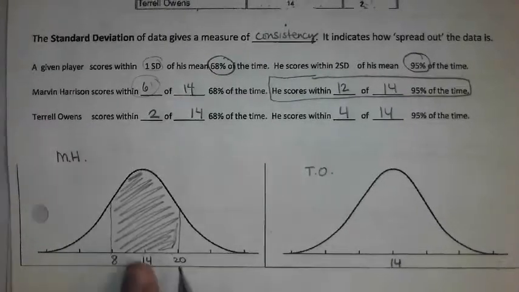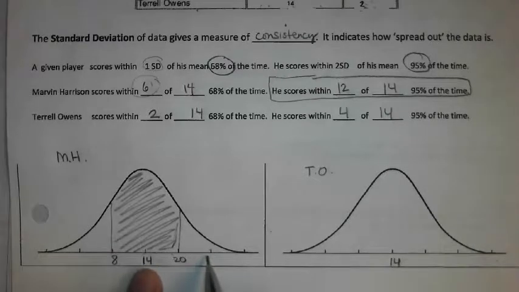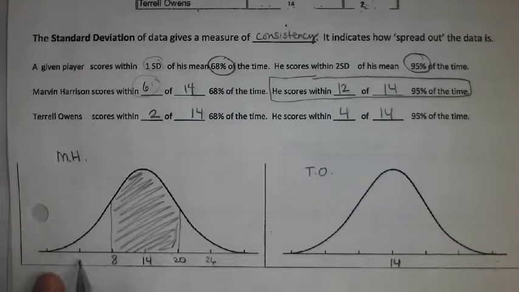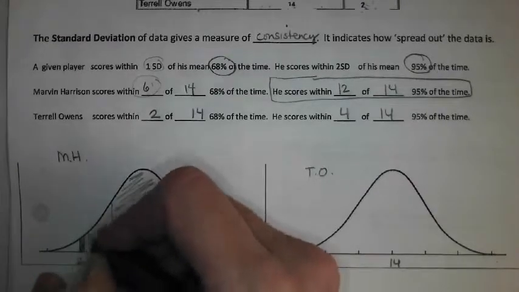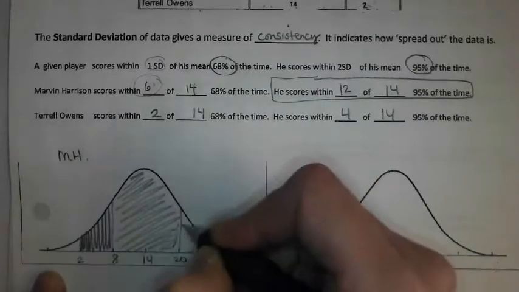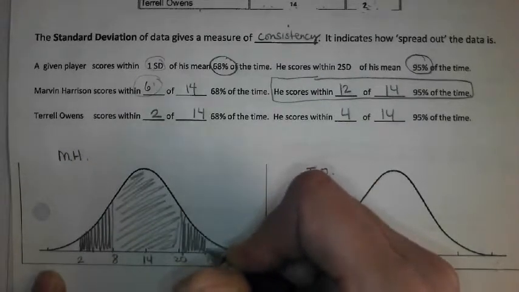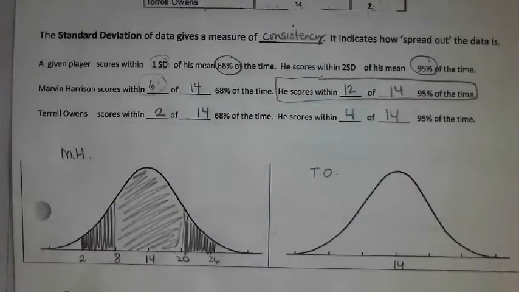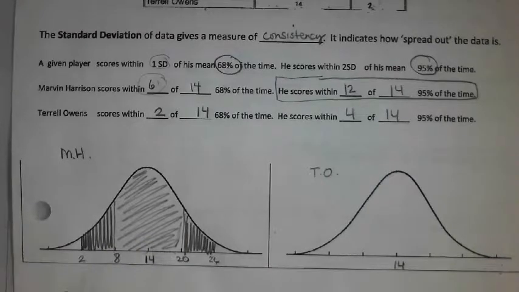If we go out a second standard deviation on the right, we're up to 26 points. And go out a second standard deviation to the left, we're down to 2 points. And if you shade that in, that shading along with the original shading, that together is 95% of the area under the curve. So 95% of the time, Marvin Harrison is likely to score between 2 and 26. Well, thanks for narrowing it down, right? I mean, he's all over the place.